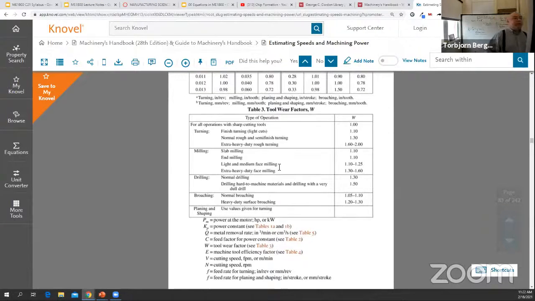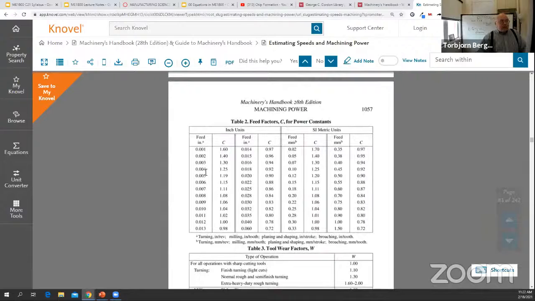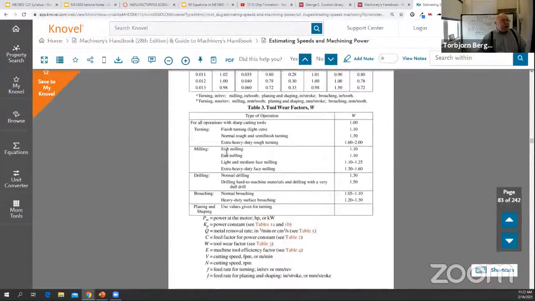Tool wear factors depend on what type of operation you're doing, but they are anywhere from about 1 to 1.6. If you don't know what the tool wear factor is because nobody told you, use a tool wear factor of 1. If you go to validate your result and find out you're wrong, it'll be something like the tool wear factor being off. The feed factor you can figure out from the table here, because you know what your feed rate is. You choose that.